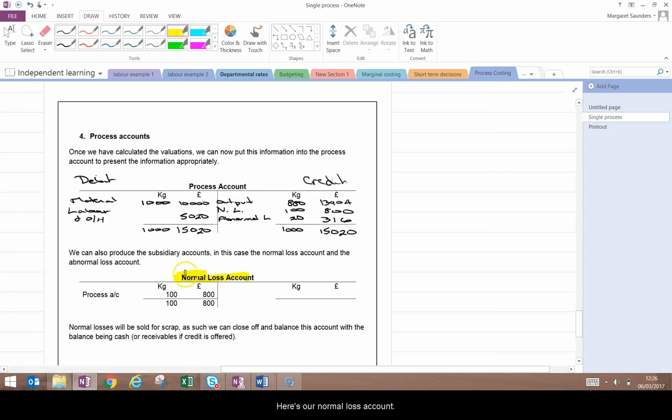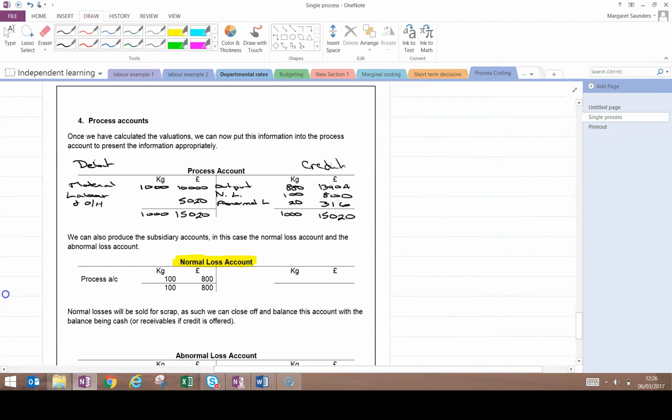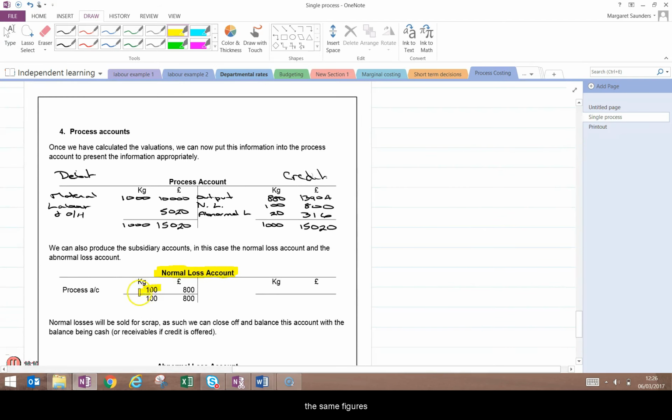So here's our normal loss account. We complete a debit entry in this, because remember we're completing the double entry. So on the process account it's been recorded on the credit side. So on the normal loss we put the same figures on the debit side.